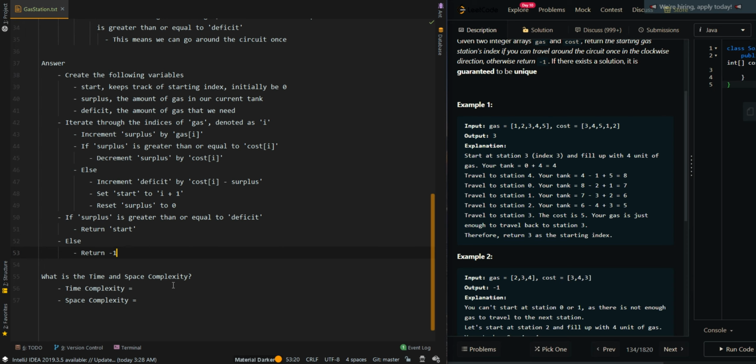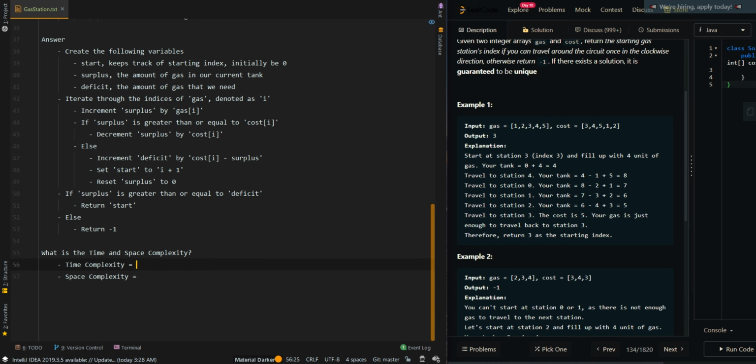Now let's go over the time and space complexity. The time complexity is O of n, where n is the length of the input array. This is because we visit each index once. And our space complexity is O of 1.